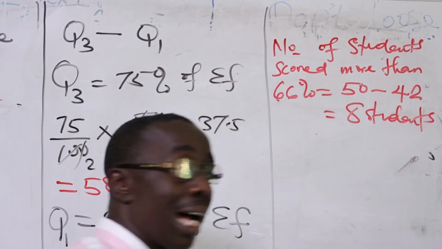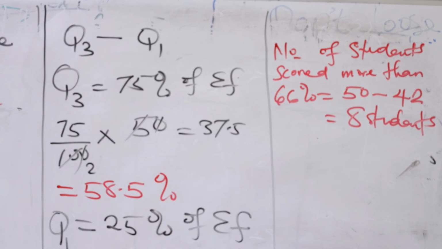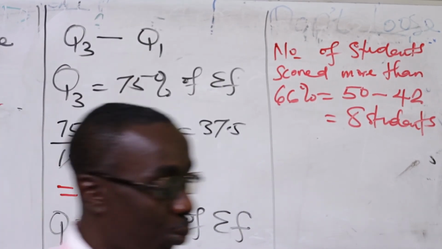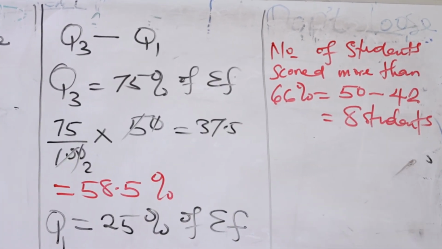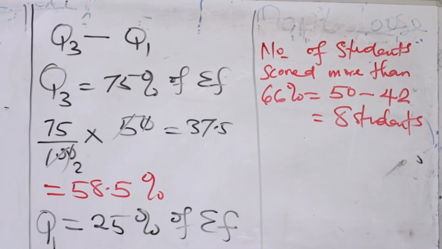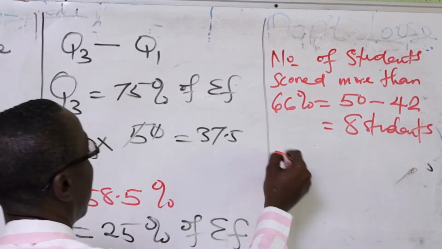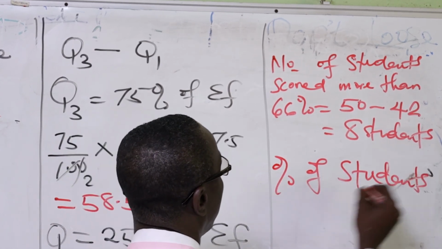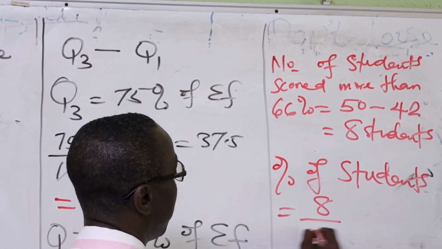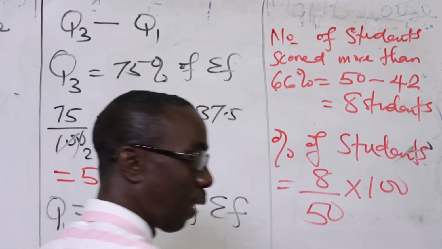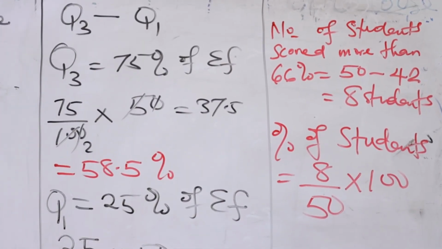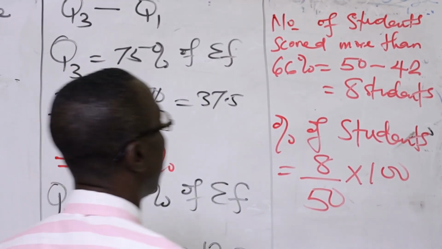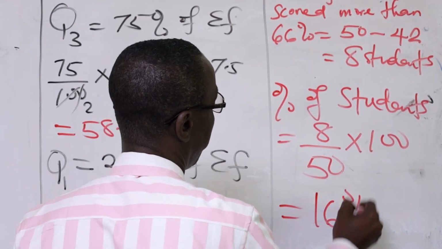But the question did not ask for number, it asked for percentage. Check, the question did not ask for number, it said percentage, so you must be careful. So percentage now of students should now be 8 over 50 times 100. That's 16%.